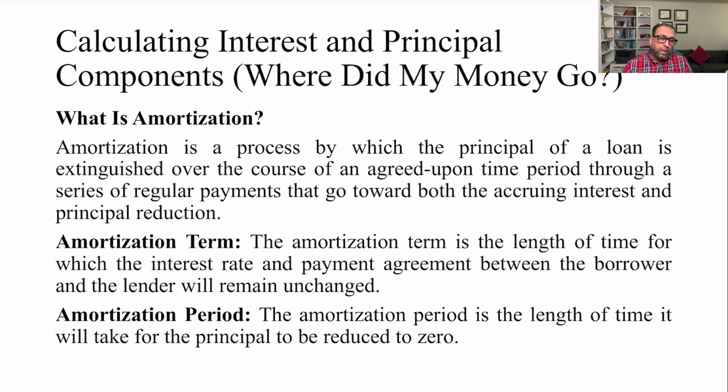What is amortization? Amortization is a process by which the principal of a loan is extinguished over the course of an agreed upon time period through a series of regular payments that go towards both the accruing interest and the principal reduction. So amortization is a process through which we make payments towards the loan in a way that at the end of the term the loan is paid off, as well as all the interest which is accruing during the period.